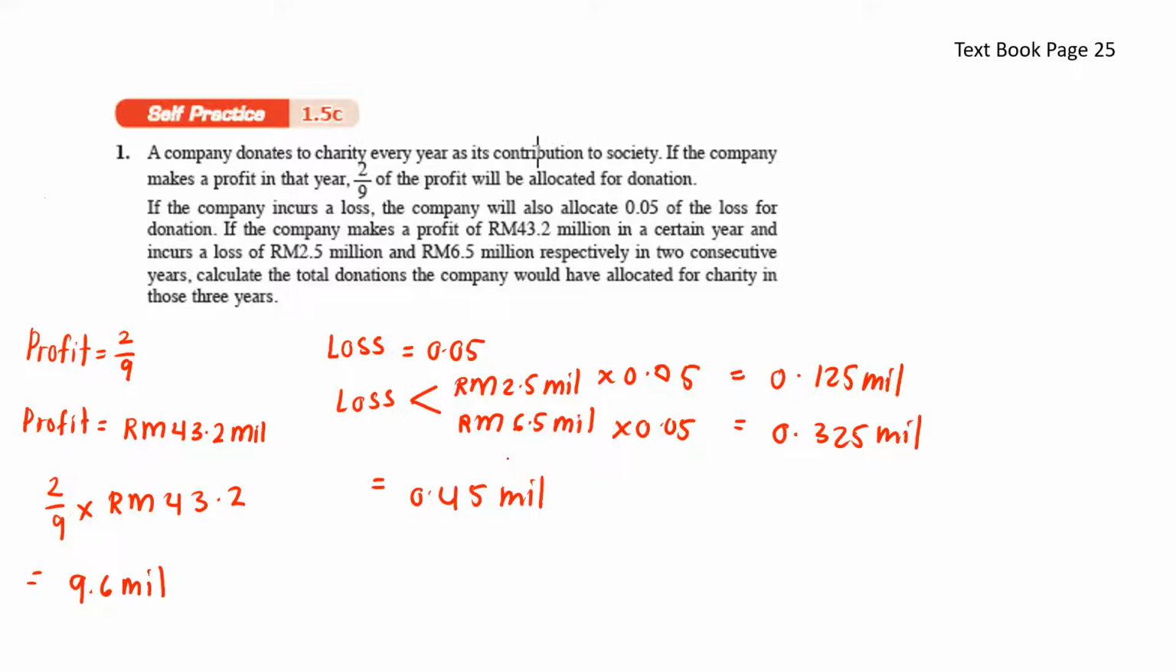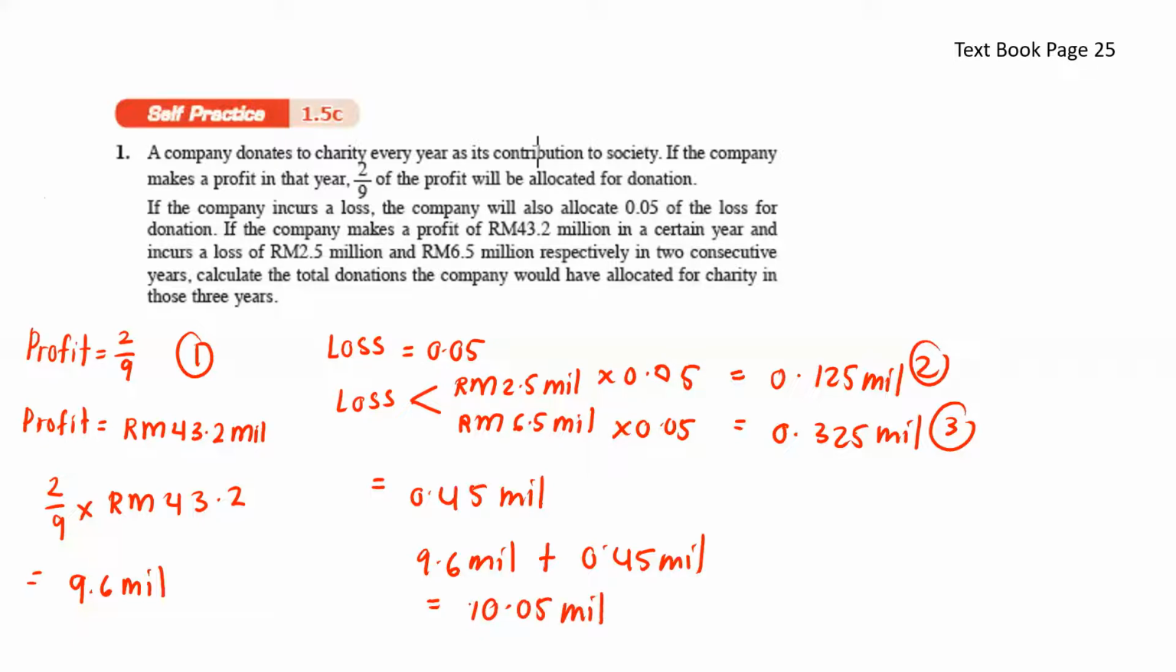In order to calculate the total donations the company allocated in those 3 years, here we have the first year, the second year, and the third year. So altogether we'll have 9.6 million plus 0.45 million. That will give us 10.05 million.